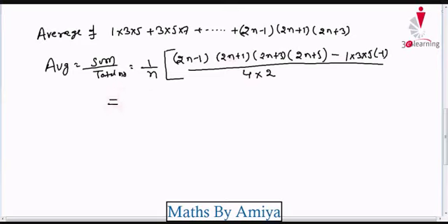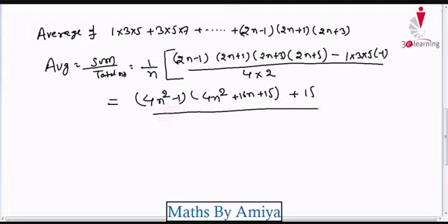2n minus 1 and 2n plus 1 would be 4n square minus 1. Okay, a minus b into a plus b, and this would be nothing but 4n square plus 16n plus 15, plus of 15, divided by 8n. So this is the average for this continuation summation.